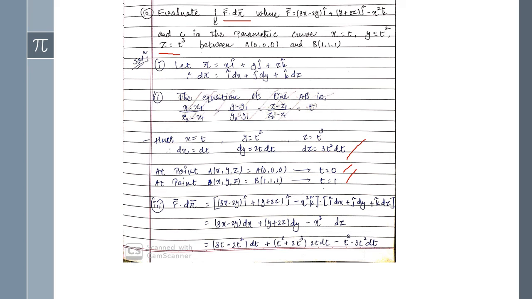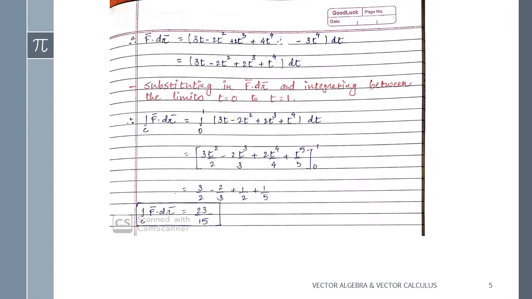and in place of x, y, z now you can write x equals t, y equals t square, and z equals t cube. Okay, and also dx, dy and dz. So just give the simplification to f dot dr, and now substitute all these values in f dot dr. So putting all these values in f dot dr and integrating between the limits 0 to 1, just put all the values, give the simplification, you will get its final answer.